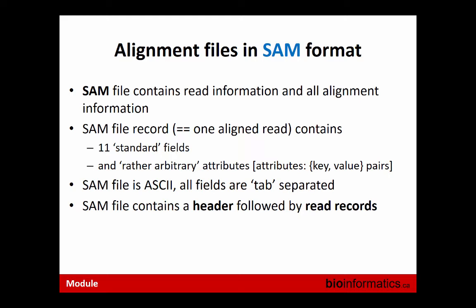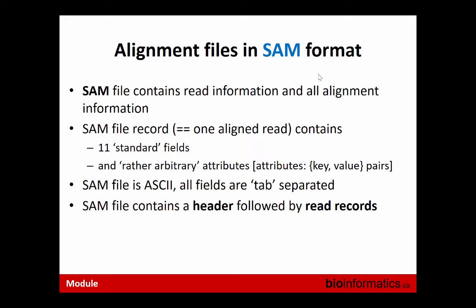So now we've done alignment, we know the zoology of the reads we got, and now let's talk about how we store those alignments. What is the file format to store alignment results? The current format is the sequence alignment map, SAM. Every record of this file, it's an ASCII file, contains information about one read and its alignment. It has 11 standard fields plus some rather arbitrary attributes, which have a key and a value. But after the 11 fields, different aligners had different formats.